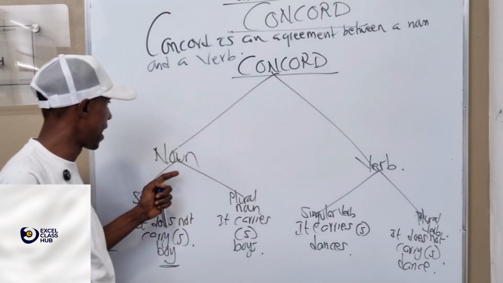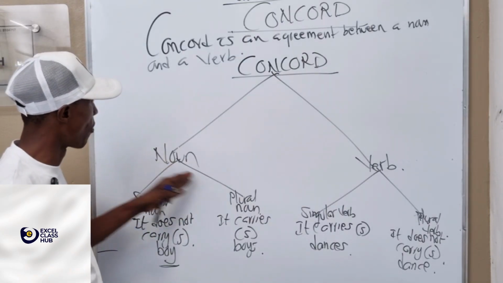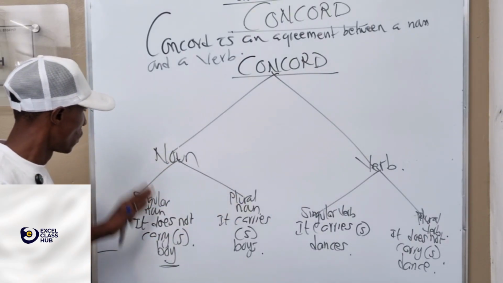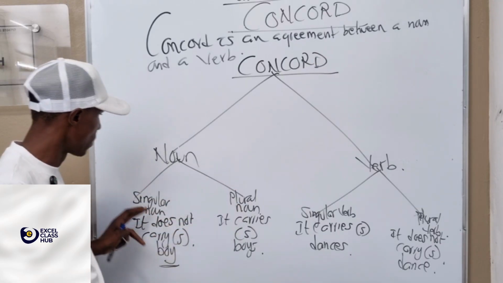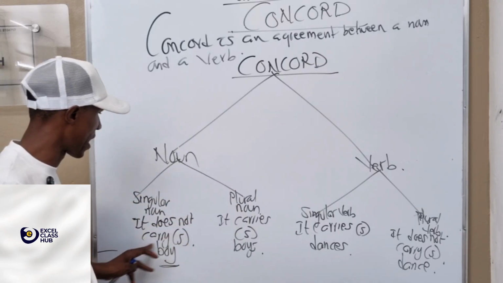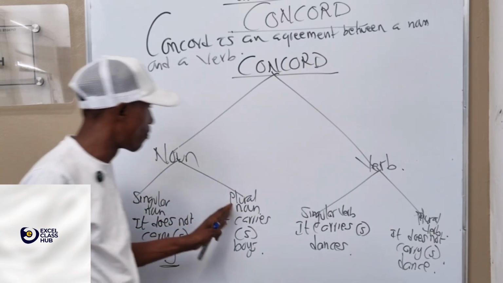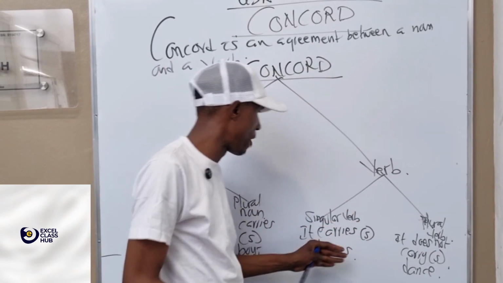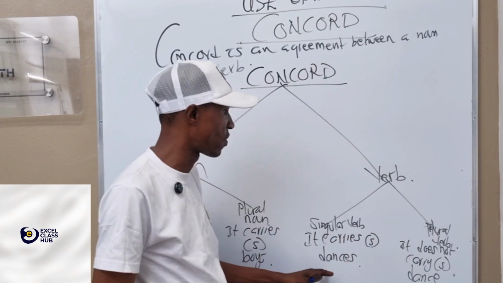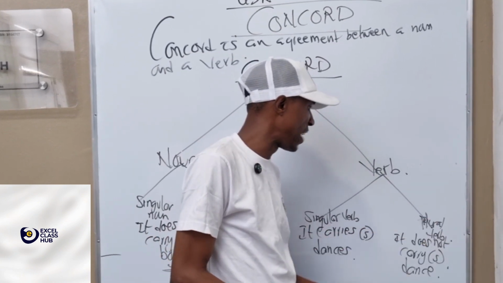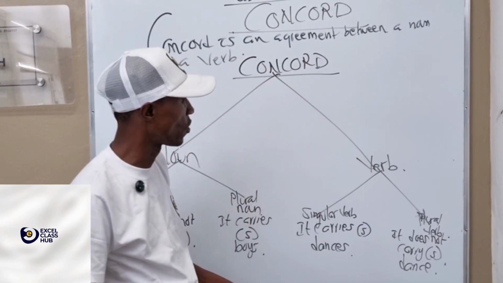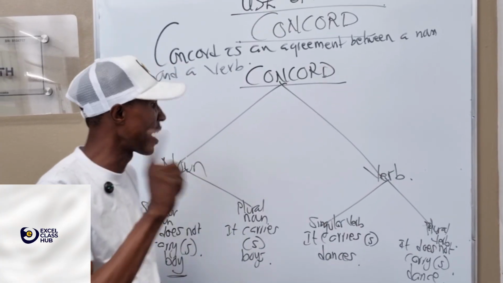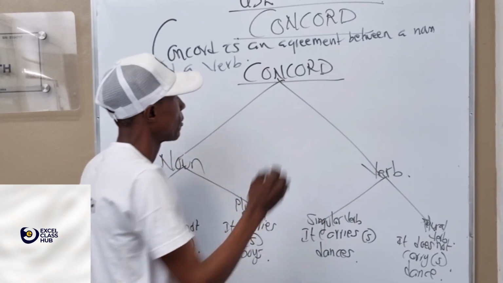So from the analysis here, we said our noun is classified into two. Singular noun does not carry S, e.g. boy. Plural noun carries S, it means boys. Singular verb carries S, it means dances. And plural verb does not carry S, it means what? Dance.